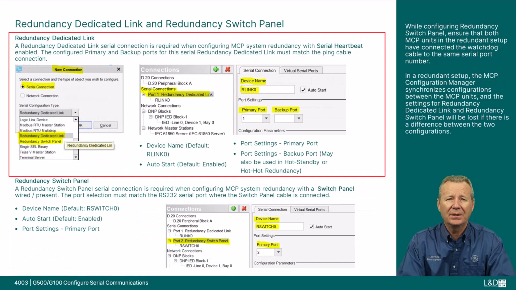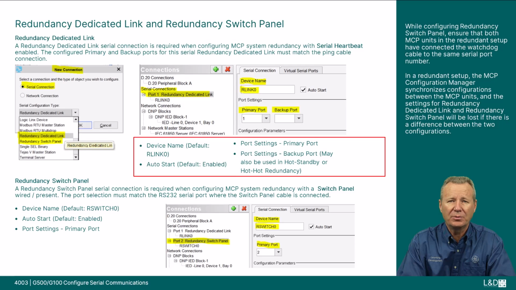A redundancy dedicated link serial connection is required when configuring MCP system redundancy with serial heartbeat enabled. Device name, text description to identify the redundancy connection, with default value RLINK0. Auto start indicates that this connection automatically starts when the configuration is changed and reloaded or when the MCP reboots. The default is enabled.